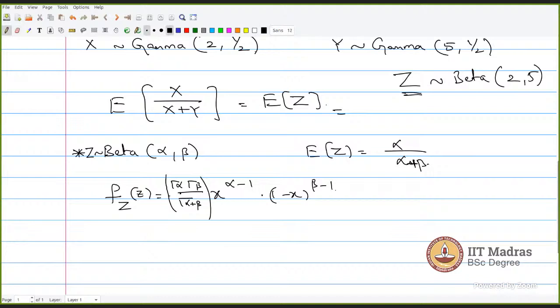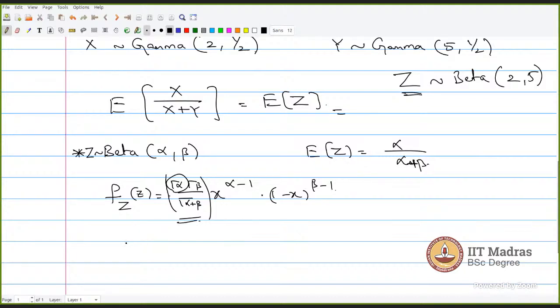Why we ignore this is we don't know what the gamma function is yet, right? We haven't seen gamma. That is why even the professor didn't want to bring these things. This is nothing to take, this is just a constant. That is why he said the PDF of beta will be proportional to x power alpha minus 1 times 1 minus x power beta minus 1.